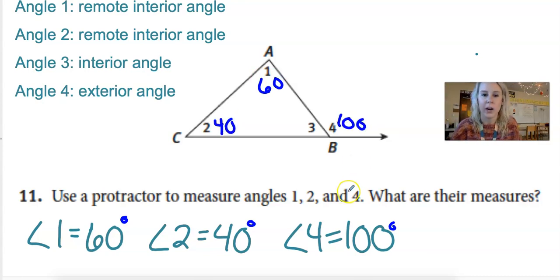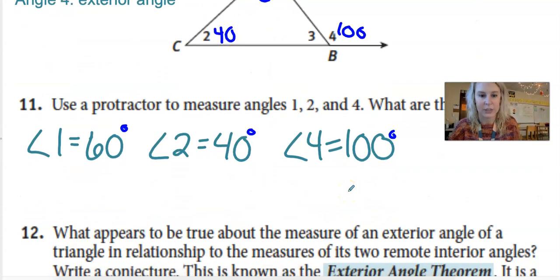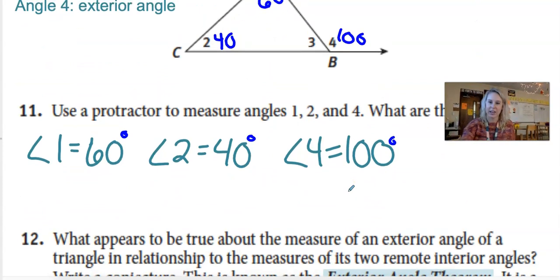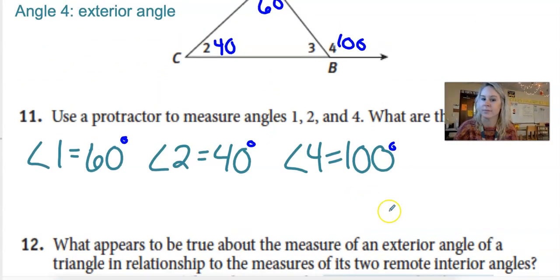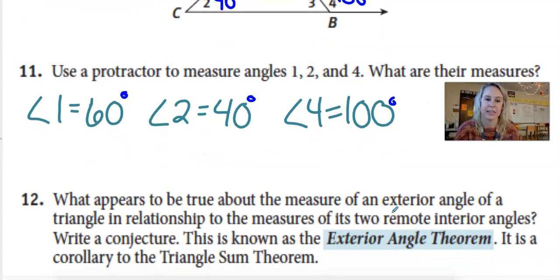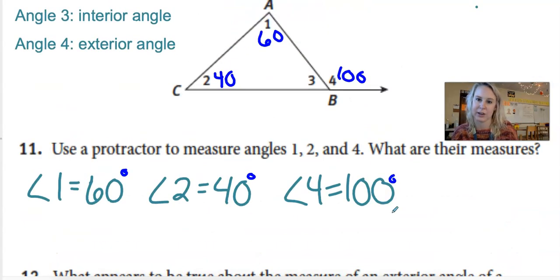Okay. What do you notice about the exterior angle? Okay, so I want you to take a guess on number 12. What appears to be true about the measures of an exterior angle? There's some relationship that happens between those three numbers, and see if you can figure it out. I'm going to press pause so you can think about it. Write something down.